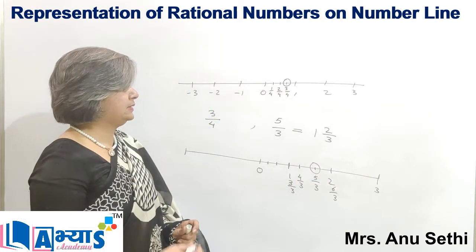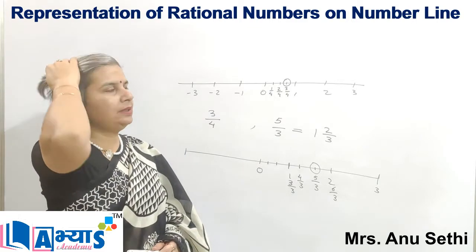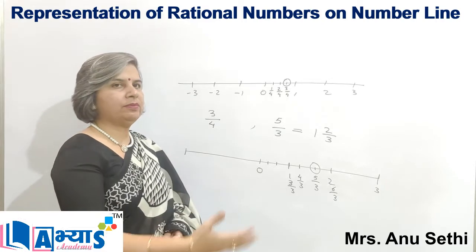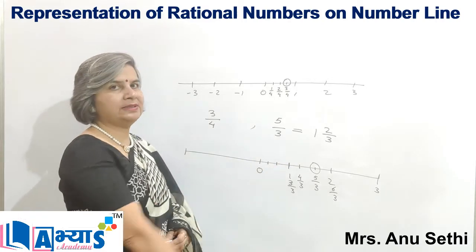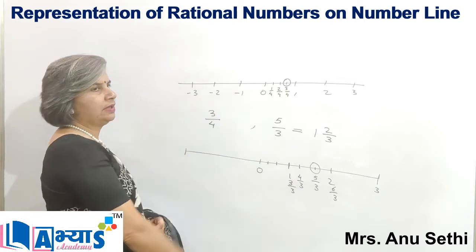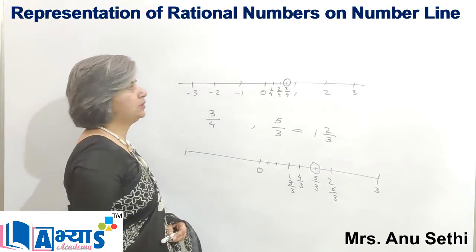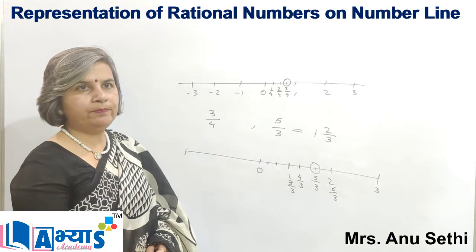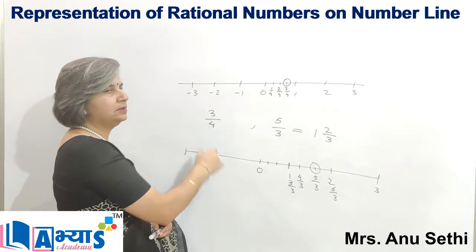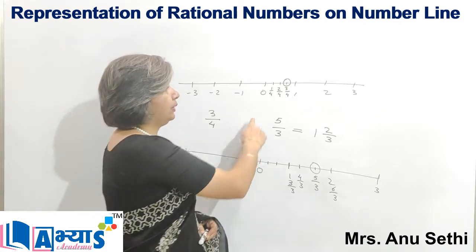To sum up, if we have a number that is to be represented on a number line, the first thing we see is whether the number is negative or positive. If the number is positive, it will be on the right side of the 0, and if the number is negative, it will be on the left side of the 0. As I have the number 3 by 4 and it is positive, it will be on the right side of 0. The next step is to check where it will lie. As it is greater than 0 but less than 1, it will lie between 0 and 1.